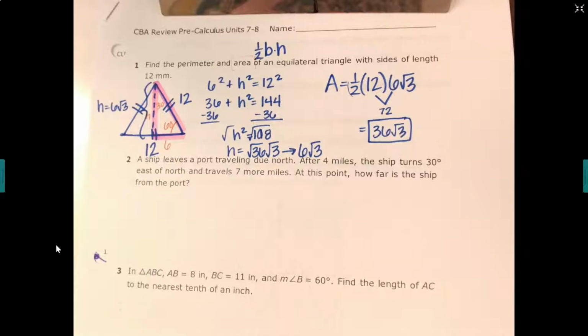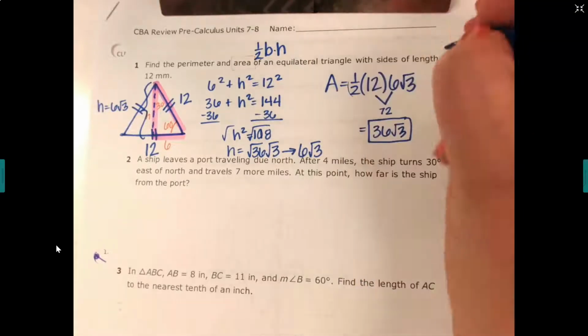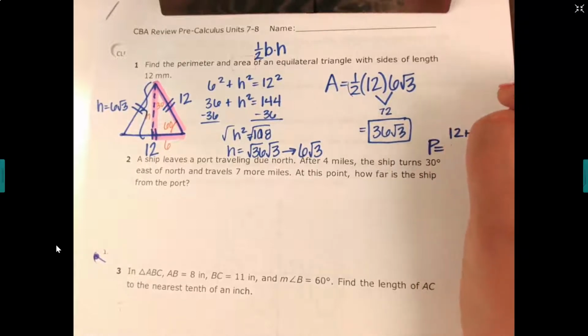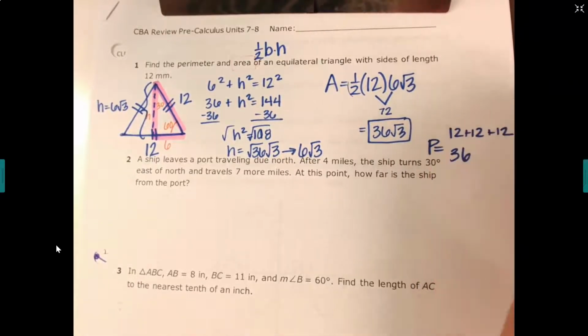Okay. Then it also asks for perimeter. How do you find perimeter? Add up all the sides. So if it's 12 and 12 and 12, what does that add up to? 36. 12 plus 12 plus 12 is 36. Easy?